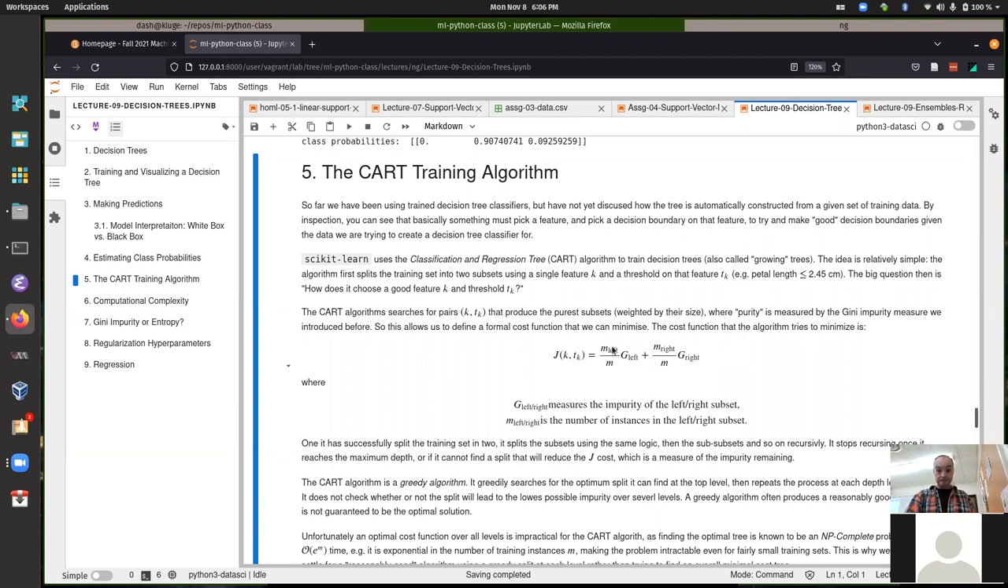times the, this is really doing just a weighted average, right? So the number of items over the total that are going to go to the left times the Gini impurity on the left side, plus the total number of items that go into the right divided by the total. So really this is like a weighted average, right? If you have 5 out of 100 going to the left, you're going to take 5 out of 100 times the Gini impurity on the left side, plus the 95 out of 100 that went to the right, okay?